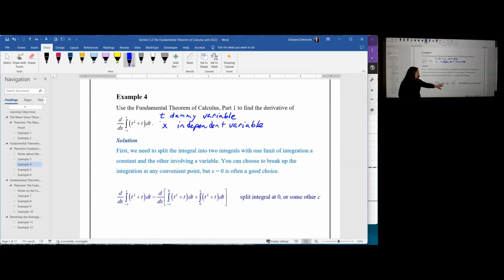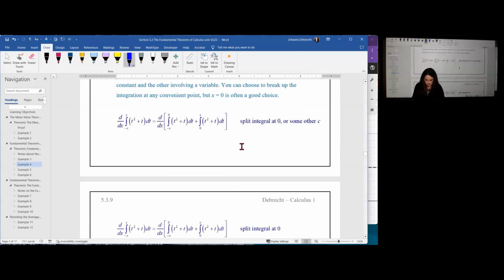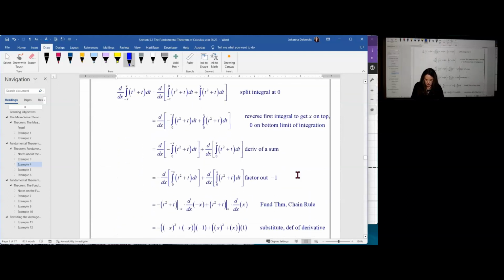Now, in order to apply the fundamental theorem of calculus part 1, this first integral has to be rewritten so that the 0 is the lower limit of integration and the negative x is the upper. But we know how to do that. We switch the limits by introducing a -1 as a factor. This now gives us an integral to which we can apply the Fundamental Theorem of Calculus, Part 1.